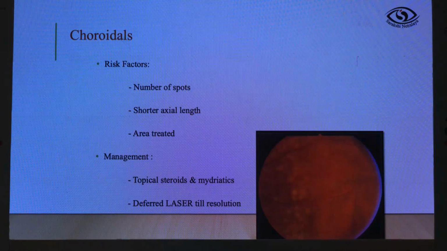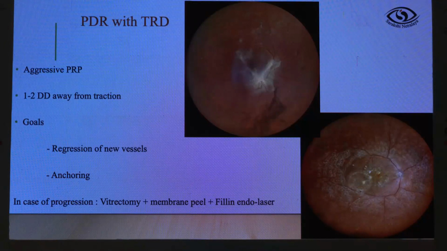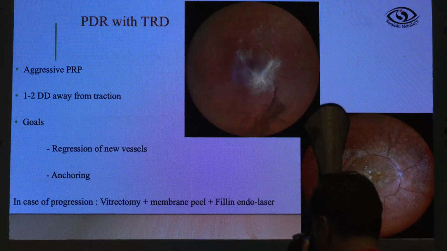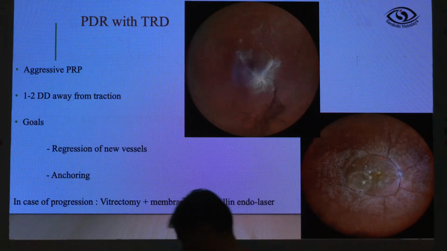Choroidals happen with the number of spots you are using. It happens more commonly in eyes with shorter axial length, and if you treat more area in a single sitting. In such cases, just defer the laser till the choroidals subside, and you can also use topical steroids and mydriatics for earlier resolution of the choroidals. In cases of PDR with traction retinal detachment, always do the laser 1 to 2 diopters away from the traction. Your goal should be the regression of the vessels, but if you still feel that the disease is progressing, you should always go for the surgery.